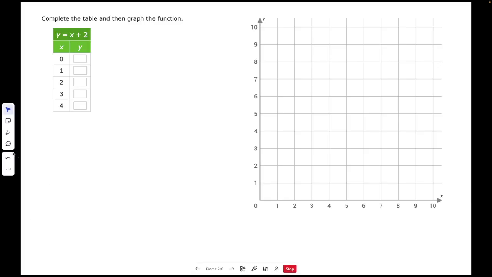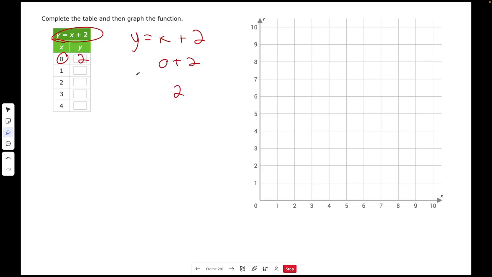All right, let's take a look at number one here. Number one says complete the table and then graph the function. So here is the rule they give us, y equals x plus 2. And the first x that they give us is 0. So we're going to take that 0 and plug it in. 0 plus 2 is 2.